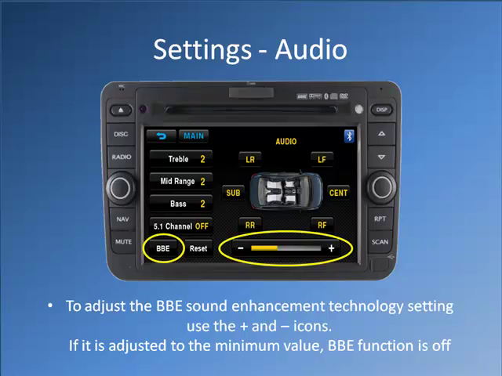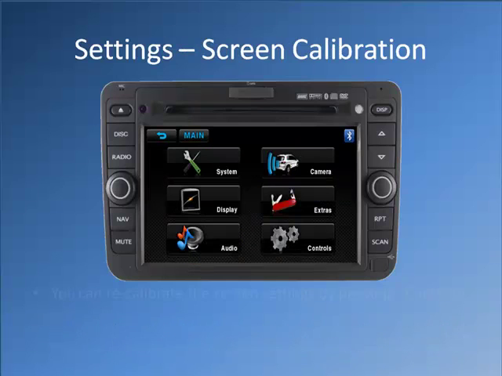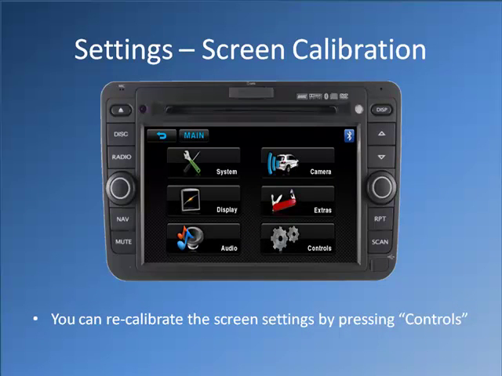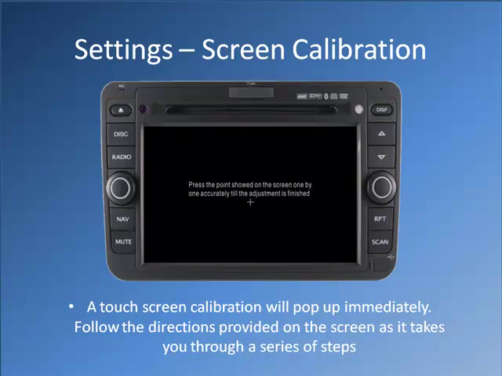You can enable or disable the optional 5.1 channel surround sound speaker configuration enhancement by pressing 5.1 channel. To adjust the BBE sound enhancement technology setting, use the plus and minus icons. If it is adjusted to the minimum value, BBE function is off. To reset the system to the factory audio settings, press Reset.